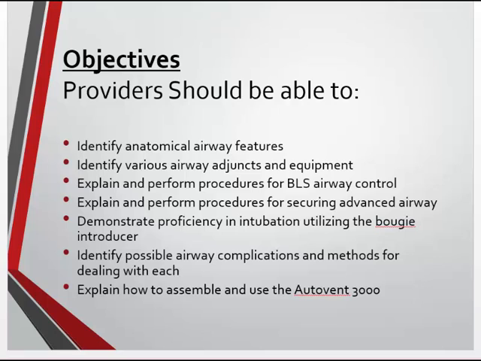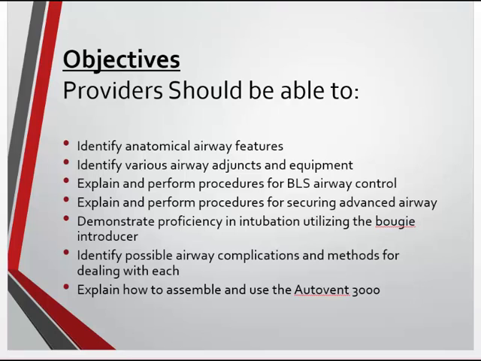The objectives for this lesson: you should be able to identify anatomical airway features. We're going to talk about several of those. Identify various airway adjuncts and equipment. You probably know all the stuff that we carry, and we'll be going over the Bougie today, so that'll be additional equipment to learn and be able to use. Explain and perform BLS procedures for airway control, so that's going to be your suctioning and all that stuff they do as basic EMT. Same thing for securing advanced airways.